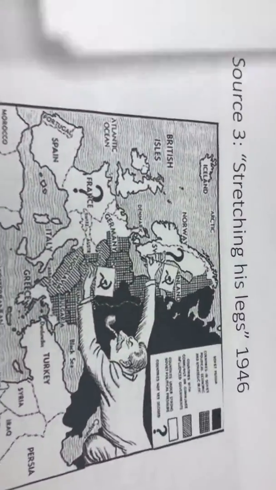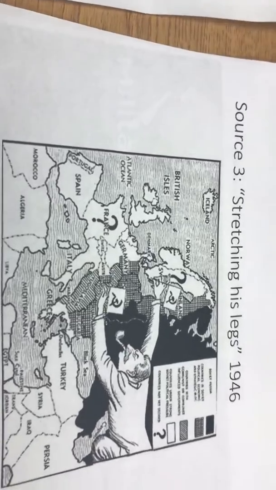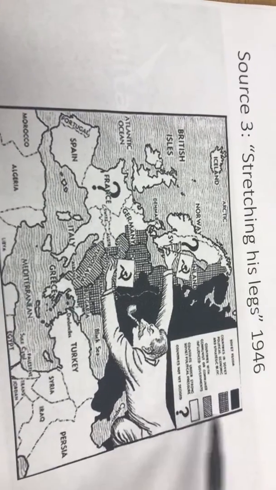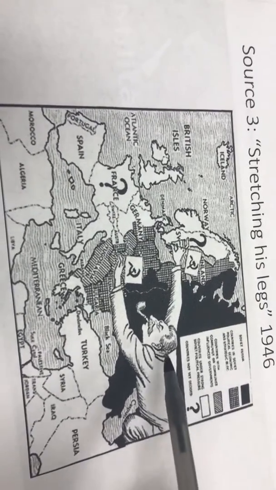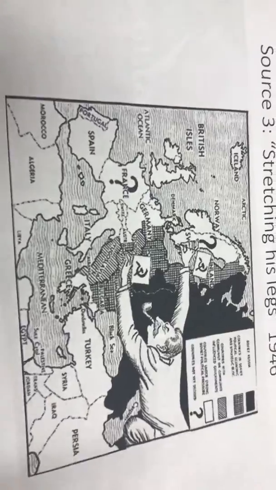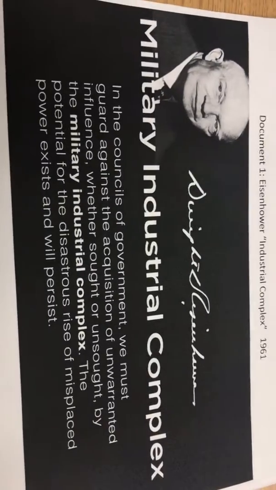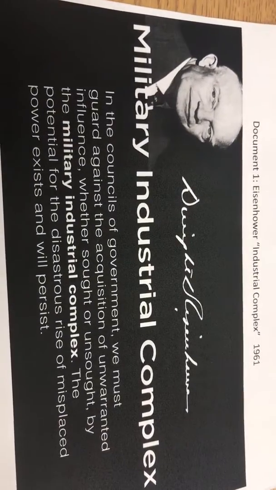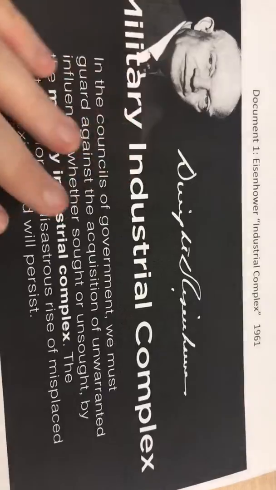First source. Actually, this is source 3. It should be source 1. But it says stretching his legs. Notice what's going on. We've got the key up here. We got this guy, and he's trying to stretch out. Let's look at the second source. This one should be source 2, but it's Dwight D. Eisenhower, The Industrial Complex. Got a quotation, maybe it'll be a reading passage.